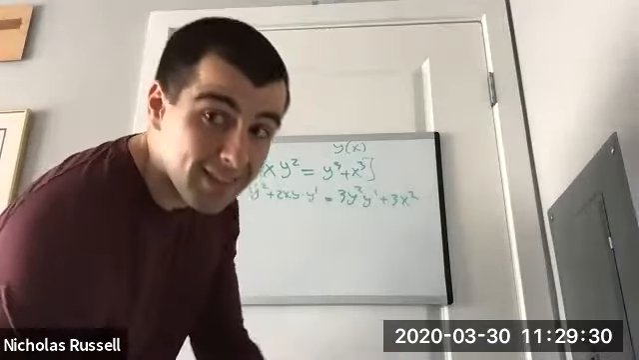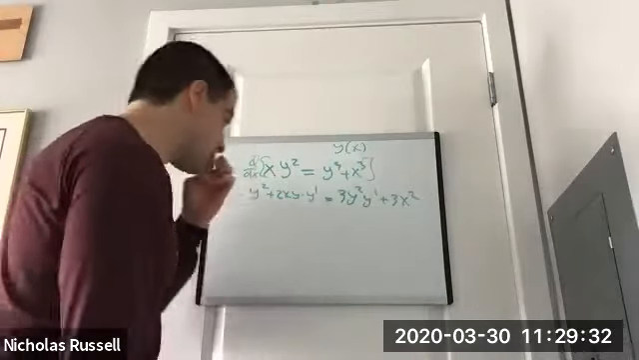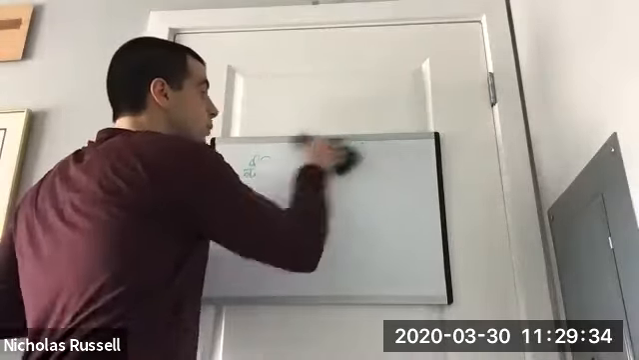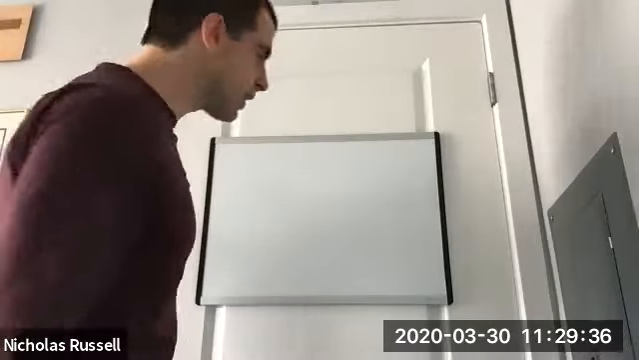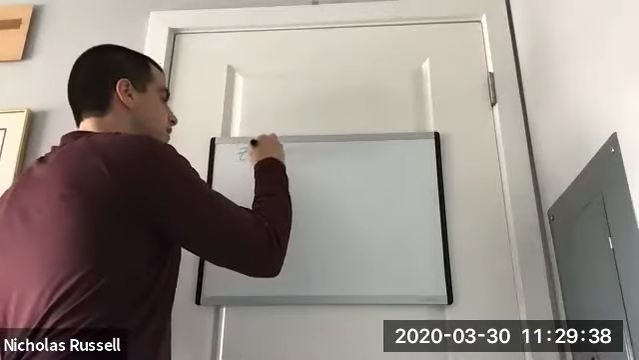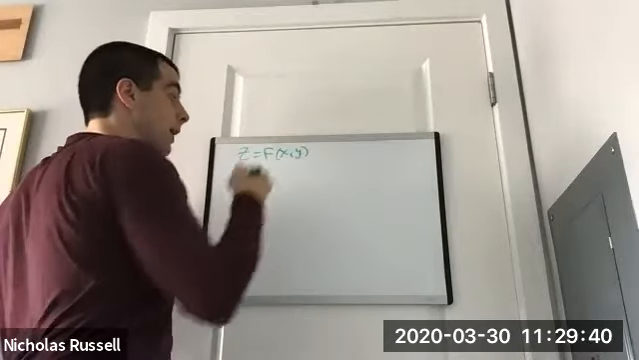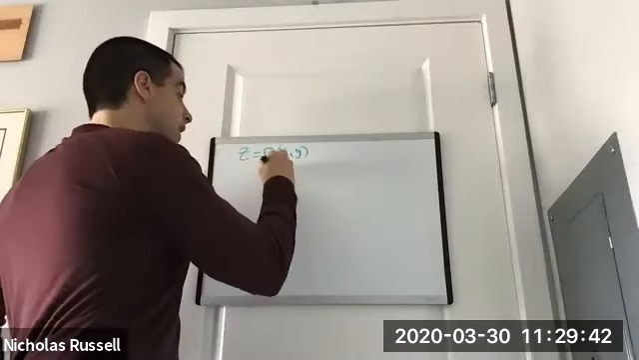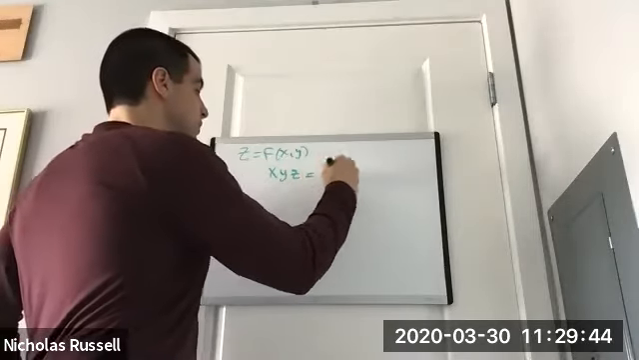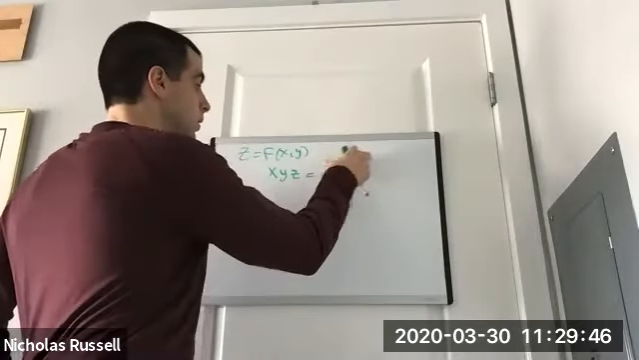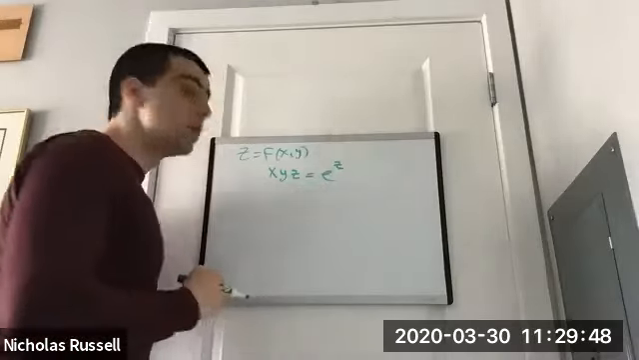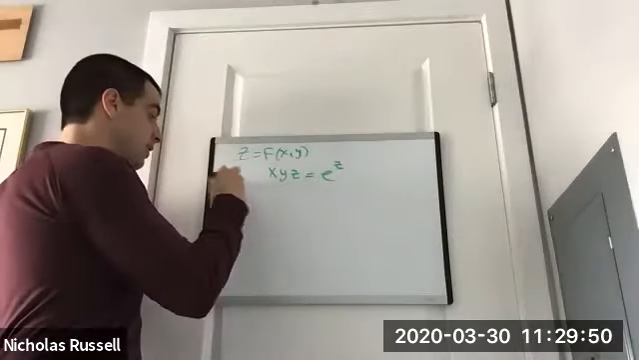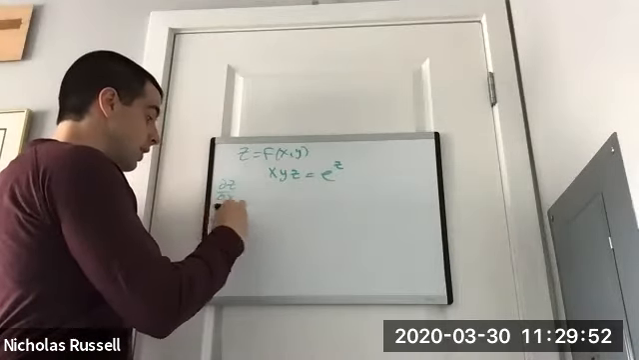You can do the same exact thing in multiple dimensions. So in the same way, let's say I tell you that z is a function of both x and y. Okay, and I have something like xyz is equal to e to the z, something like that. And I want to find dz dx and dz dy.